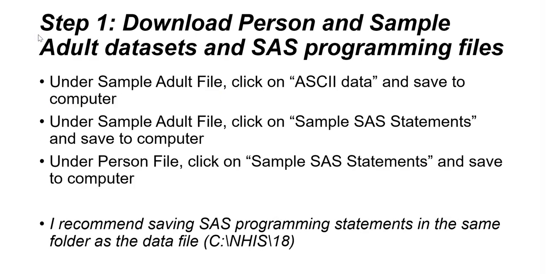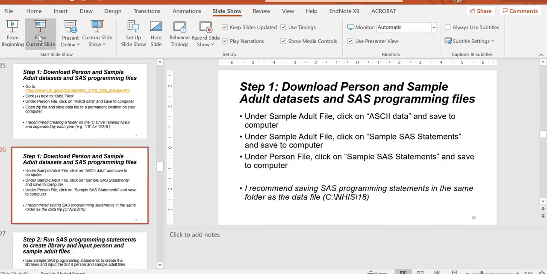So next you'll do the same thing for the sample adult file. Then you will also download the sample SAS statements for the sample adult and person file. These can all be saved in the same folder. So let me go back to the website.